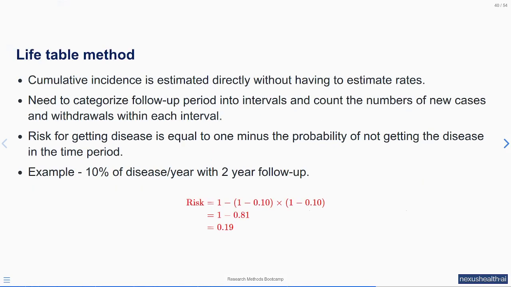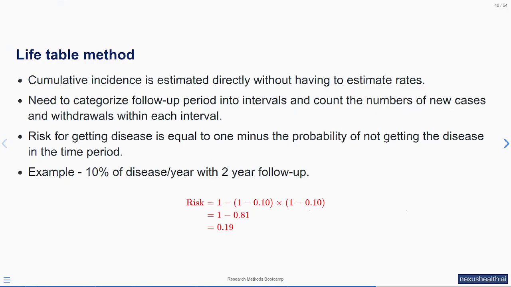We have the life table method. And in the life table method, cumulative incidence is estimated directly without having to estimate rates. So how is this done? It's done by categorizing the follow-up period into intervals and then counting the number of new cases and withdrawals within each interval. The risk for getting disease is equal to 1 minus the probability of not getting the disease in the time period.